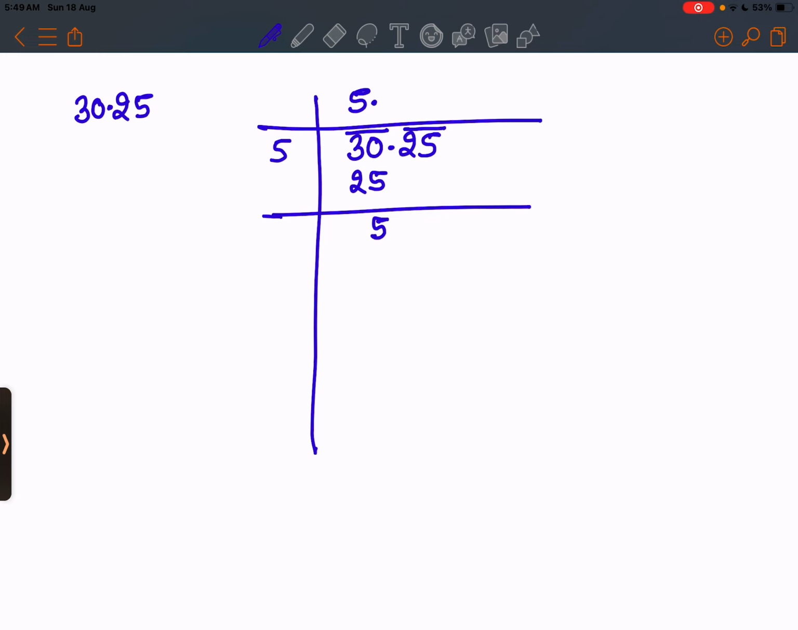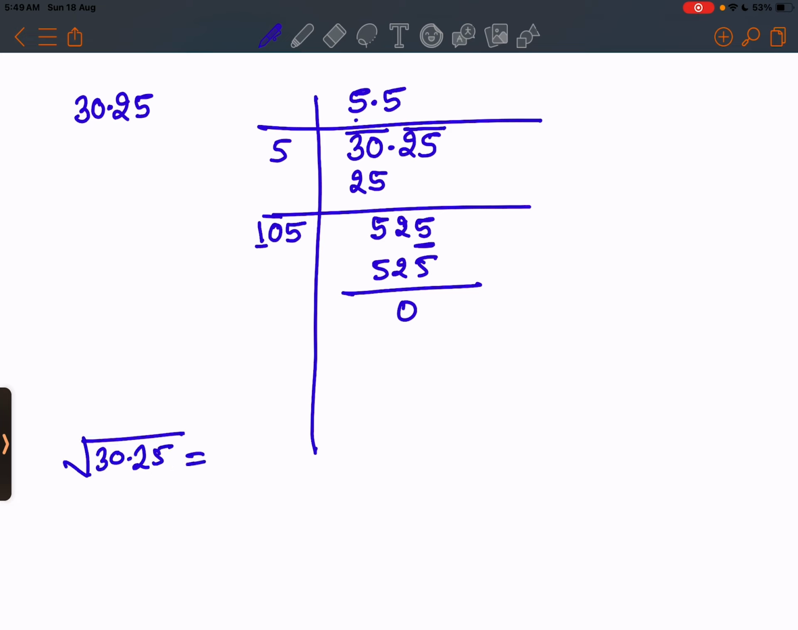Now put the decimal here and write down the 25 as usual. Here the number would be double of 5. Double of the 5 would be 10. As the last digit is 5, the value that comes here will be 105, and 105 times 5 is 525. So we will get remainder 0. So the square root of 30.25 would be 5.5.